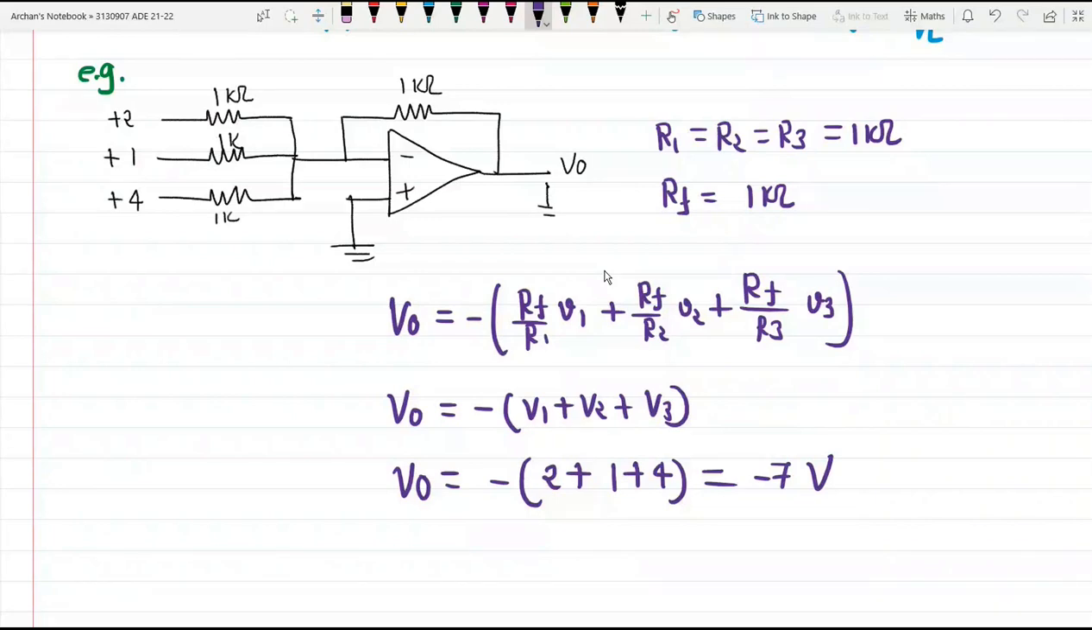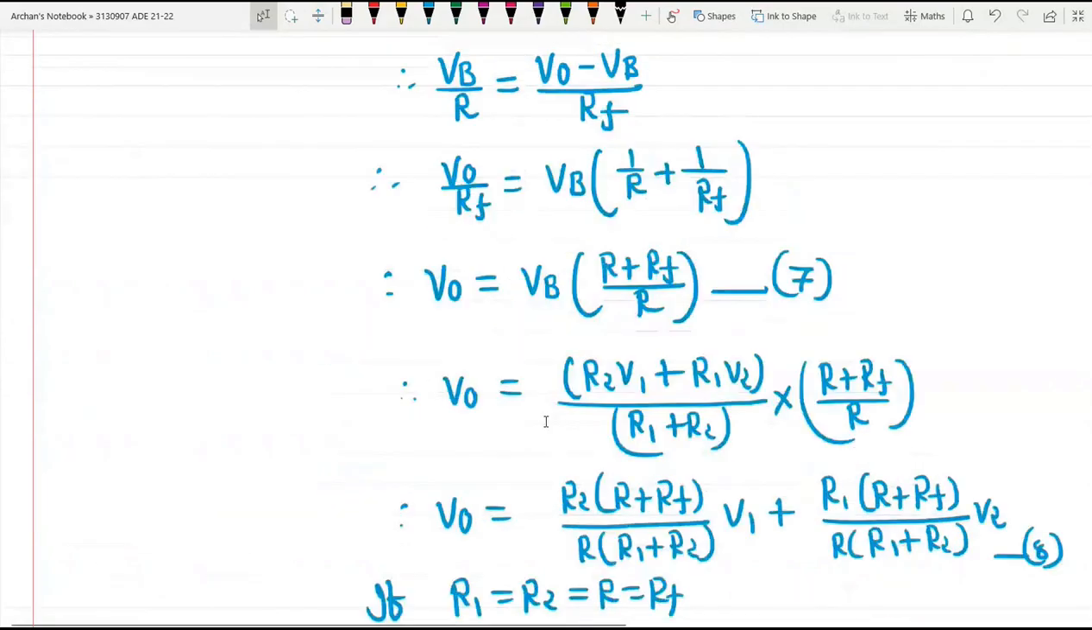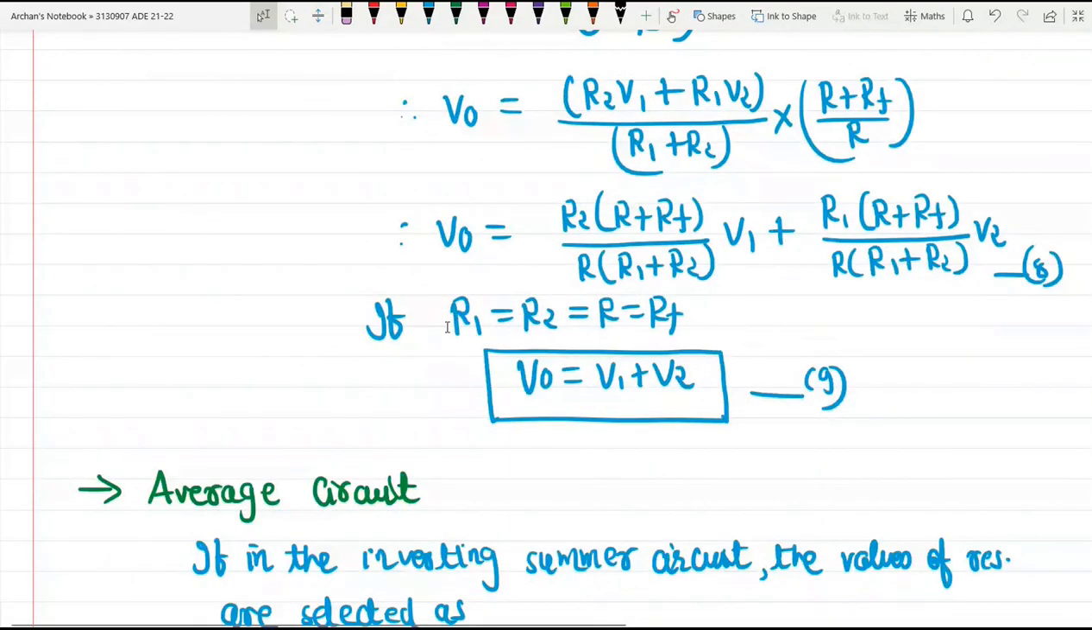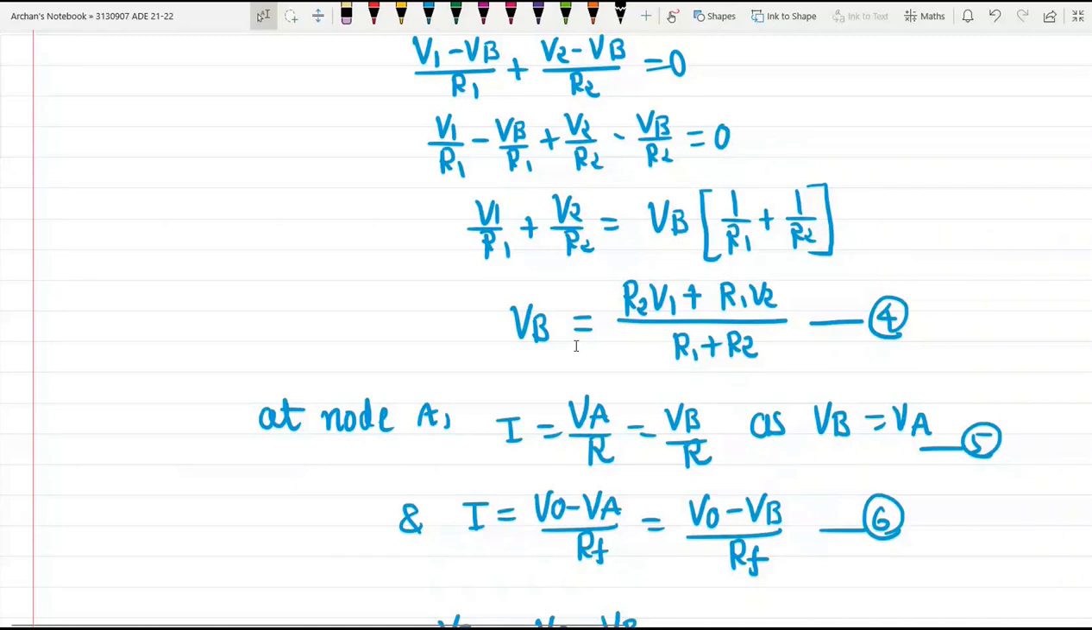Okay, see, quite easy. Now suppose the supply voltages are provided to a non-inverting amplifier. In that case, we need to find the node voltage VB according to this equation. We have already derived the equation for VB. It is R2V1 plus R1V2 divided by R1 plus R2. Suppose the values of R1 and R2 are the same. In that case, it will be equal to V1 plus V2 divided by 2. So this is one application.